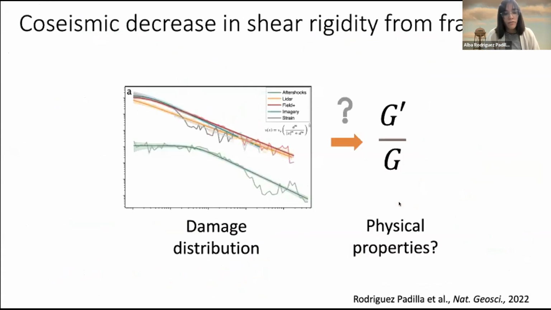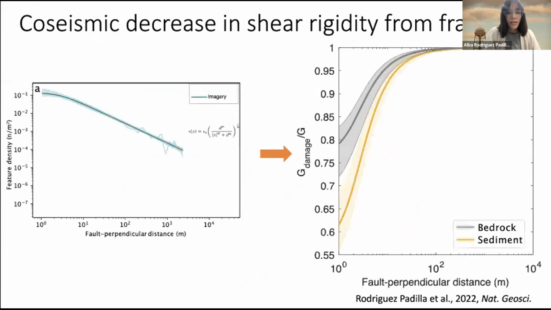The next thing we tried to do in one of our studies was take these damage distributions and see whether we could go beyond a geometrical description of the damage zone and also say something about the mechanical properties of the damage zone. This is important because we know that adding fractures or damage to a material changes its properties. And this is one of the fundamental things we try to constrain by looking at this near field deformation. What we did in our study was, separately for bedrock and sediment, translate our fracture density distributions, under some assumptions, into decreases in shear rigidity from the fault with distance away.